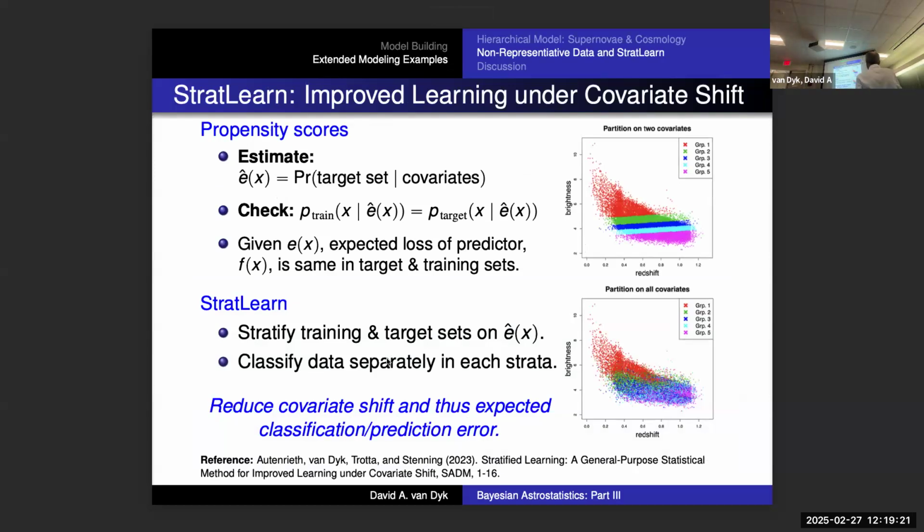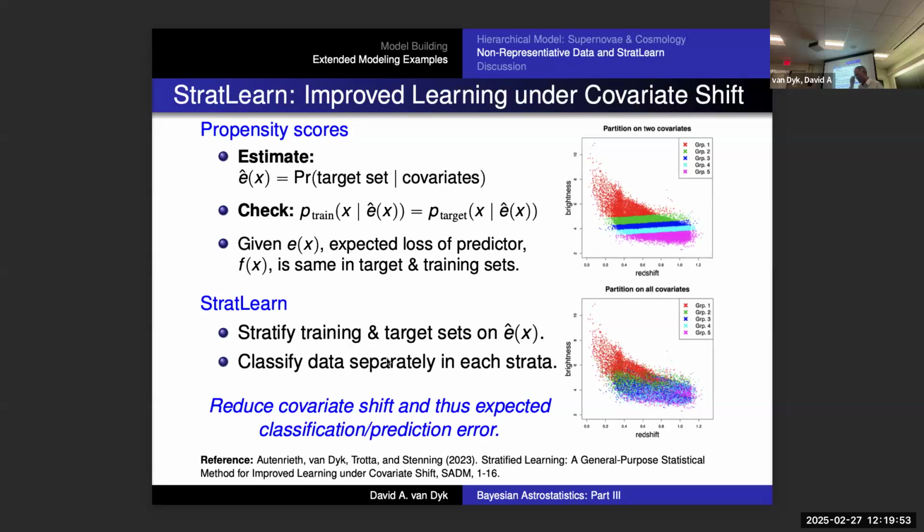I have to first estimate the propensity score. That's relatively easy. For every object, I know if it has spectroscopic data or not, whether it's in the training set or the test set. I have all the photometric magnitudes. So I build a model, logistic regression, for example, for that. And what's really nice about these things is I can check. I say that given the estimated propensity score, these distributions have to be the same. Well, I can just make a histogram.